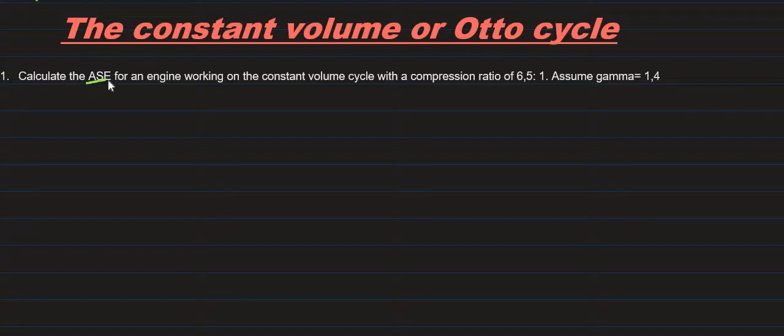Calculate the air standard efficiency for an engine working on the constant volume cycle with a compression ratio of 6.5 to 1. Assume gamma equals 1.4. The formula we know is that the air standard efficiency equals 1 minus 1 over the compression ratio, all over gamma minus 1.